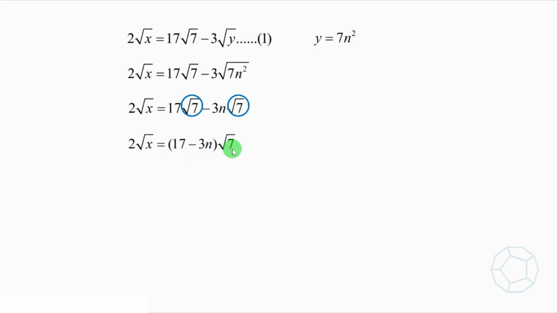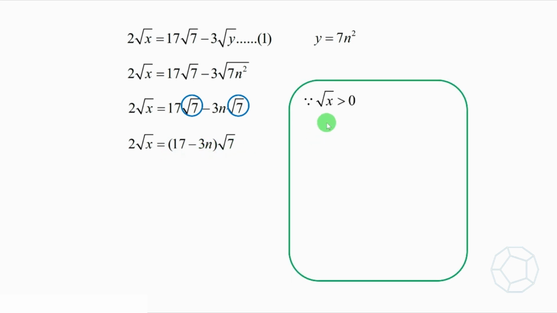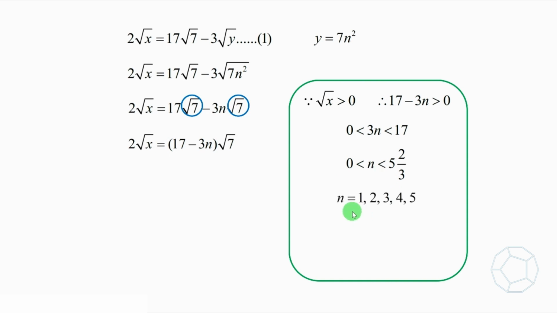At this point, we get a range of values of n. Why? Because square root of x is larger than 0, so 17 minus 3n should also be positive. That is, 3n is between 0 and 17. In other words, n is larger than 0, but smaller than 5 and 2 over 3. Because n is a positive integer, n is equal to 1, 2, 3, 4, or 5. Actually, we can further restrict the values of n.